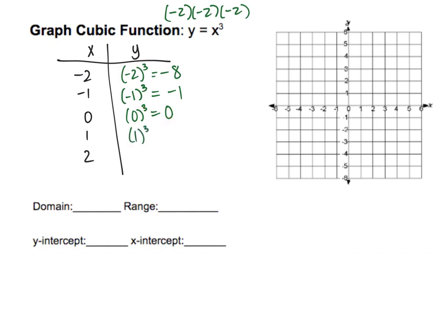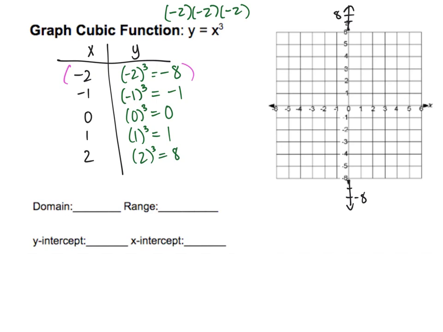1 raised to the third power is like 1 times 1 times 1, which is 1. 2 to the third power, well, 2 times 2 times 2 gives me a positive 8. And so now we have some coordinates to work with. So I'm going to graph the first one, which is negative 2, negative 8. So on this coordinate system, negative 2 is here on the x-axis, down negative 8. So I need to extend my y-axis to negative 8, maybe this to positive 8.